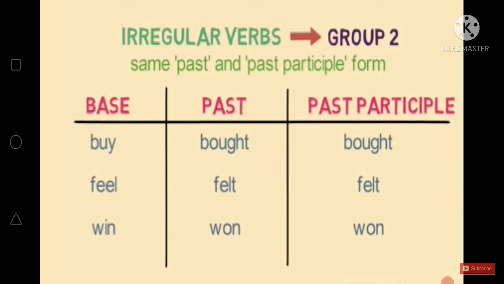So in all these we have three verb forms that are the same, and in group 2 we find the same past and past participle form. So for example, buy, in past bought, and the past participle is the same as the past, bought. Feel, felt, felt. Win, won, won. So you find the second form and the third form are the same.